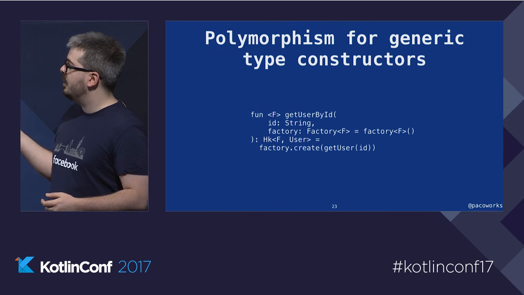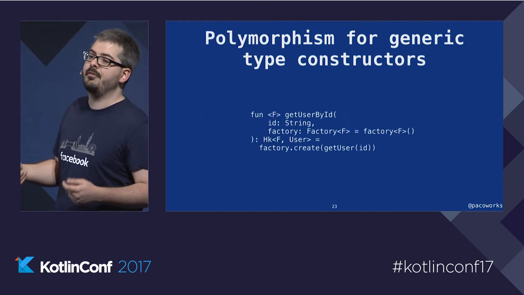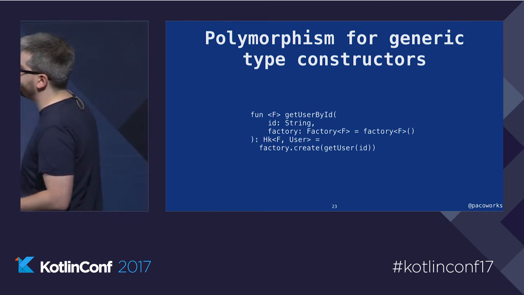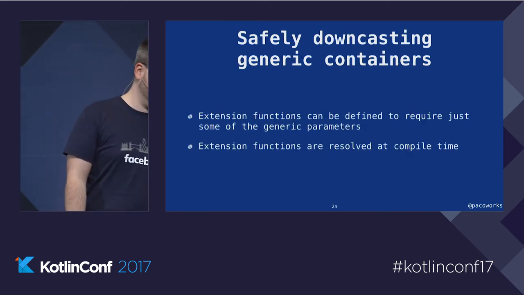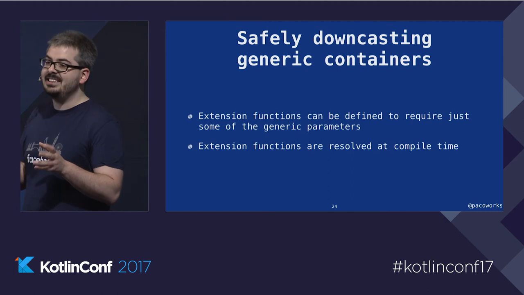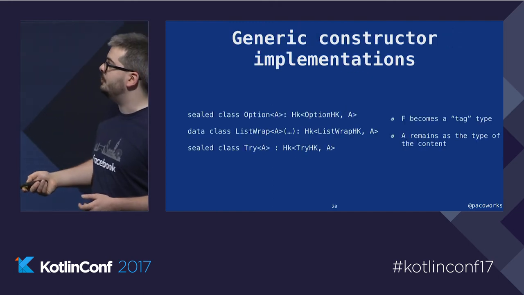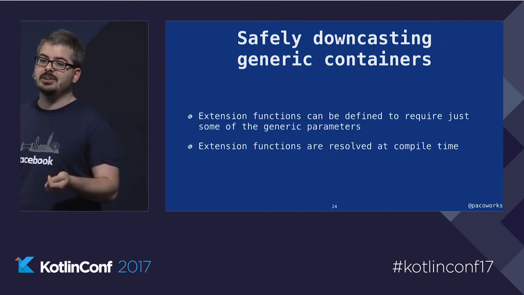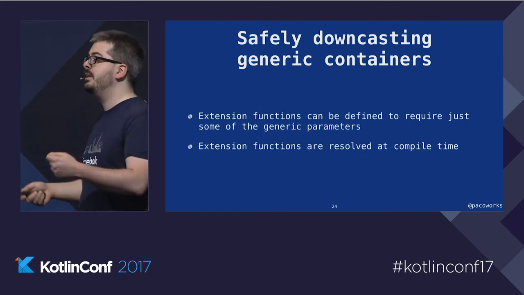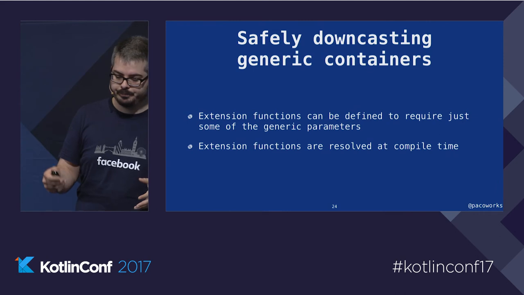So how does this look when you're trying to use it? The problem is that the return type is actually a higher kind, an F of user. And you want that to become your actual list of users, or your Option of user, or your Try of users. So we need to do downcasting. To be able to do downcasting safely, going from a higher kind type, an HK of F, into the actual type, the way we had it defined before, we can use extension functions. As we said before, extension functions are capable of understanding these generic types at compile time. So whenever you're calling them, they are capable of doing a substitution from the original type into the actual implementation functions that you're using.